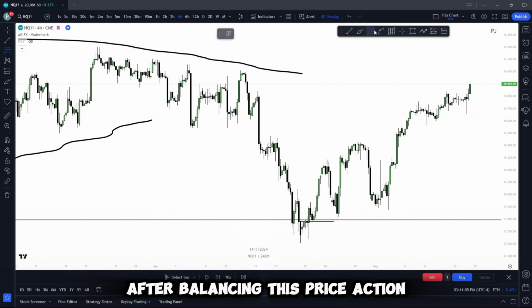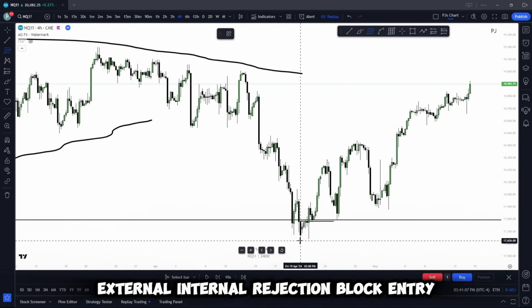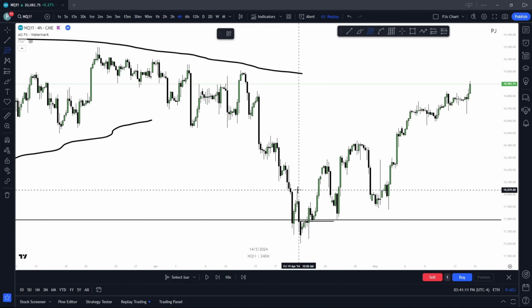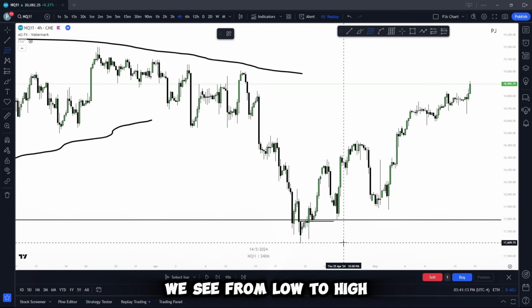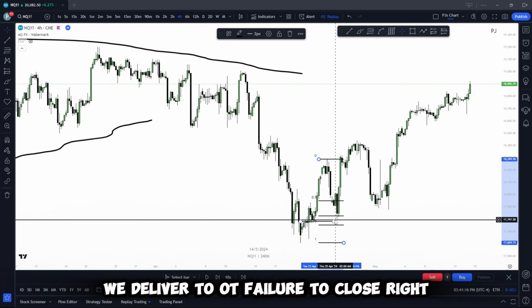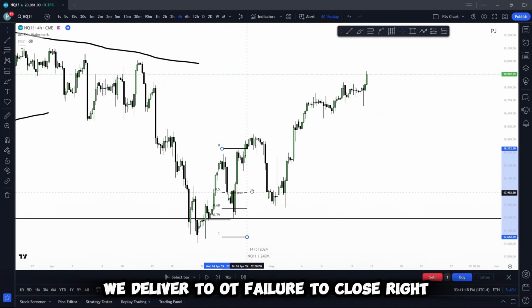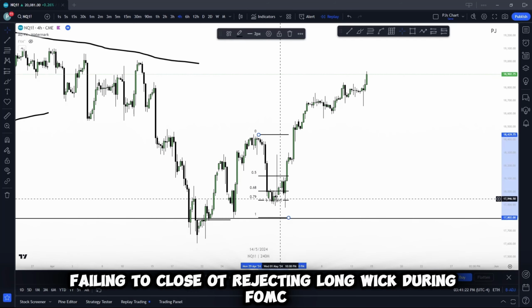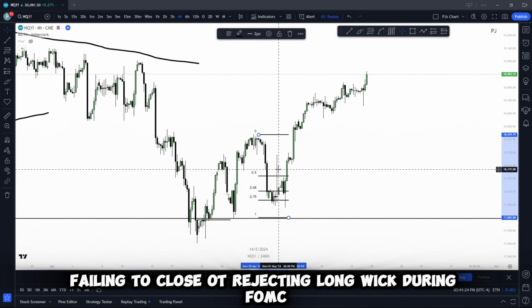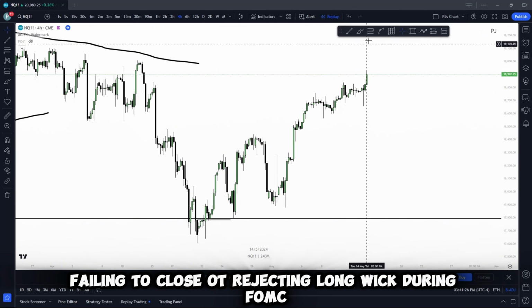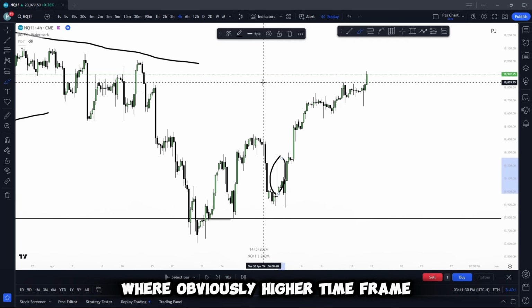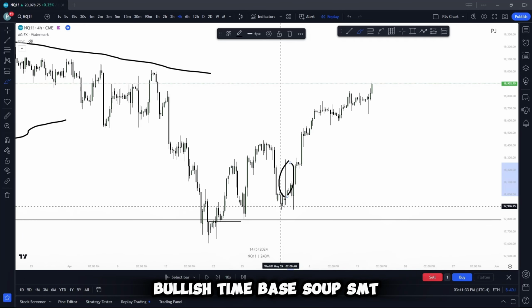After balancing this price action, external, internal, rejection block entry, balancing this price action, we see from low to high, we deliver to OTE, failure to close, right? And then same thing pretty much once again. Failing to close OTE, rejecting, long wick during FOMC, long wicks get filled to and through during bullish order flow. We're obviously higher time frame bullish.